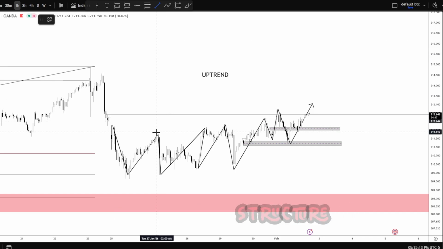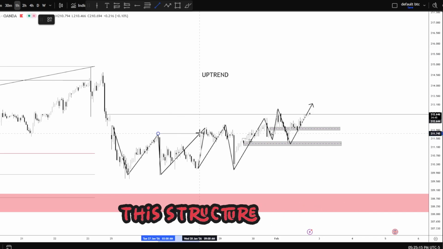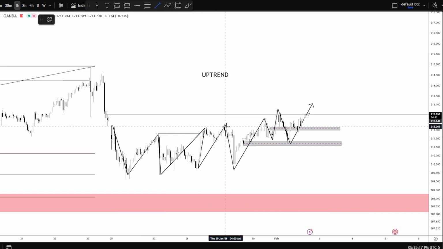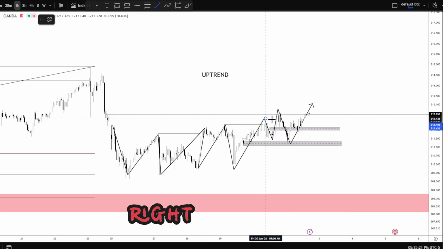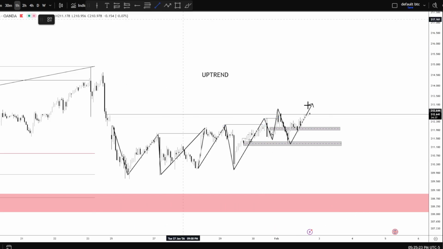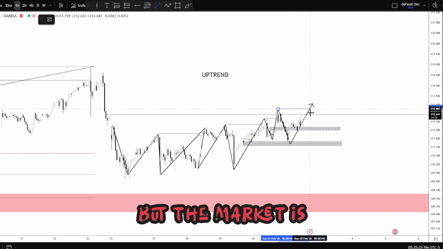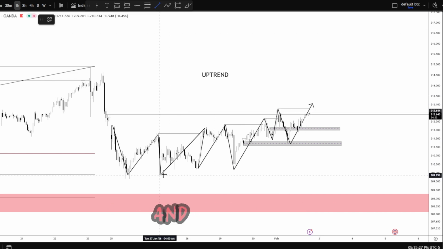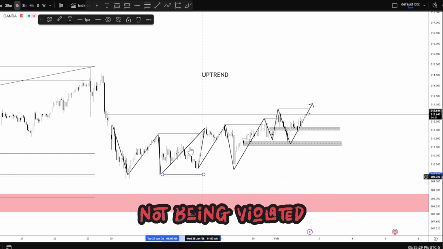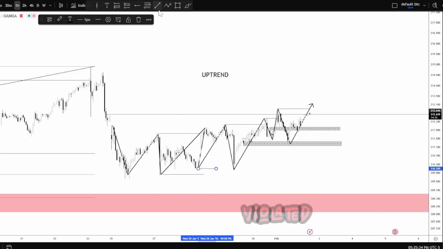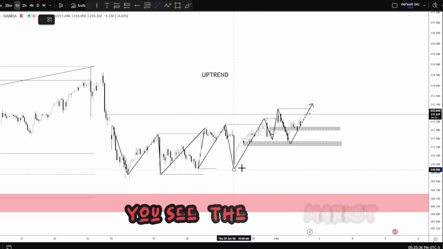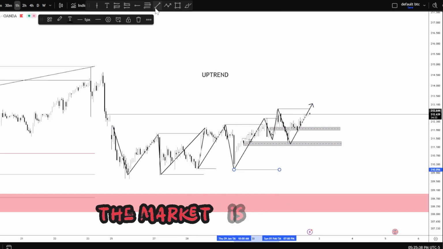We are breaking this structure up. We are breaking all this structure to the upside. We are taking all these highs right here, but the market is respecting these lows, and these lows are not being violated. They are being respected. You see, the market is respecting it.